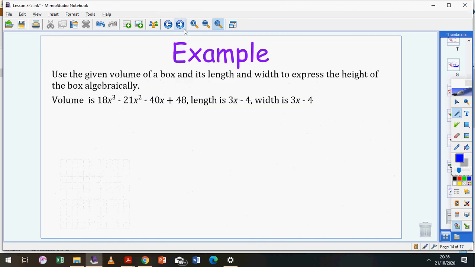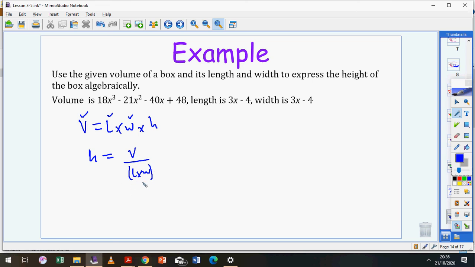Alright, hopefully the last one or second to last. Use the given volume of a box and its length and width to express the height of the box algebraically. So I've been given the volume. I know volume is length times width times height. Now I've been given the volume, the length and the width, and I want the height. I hope you can see that height is the same thing as volume divided by length times width. So I need to first figure out what this is, and then simply divide the volume by the combination of these two.